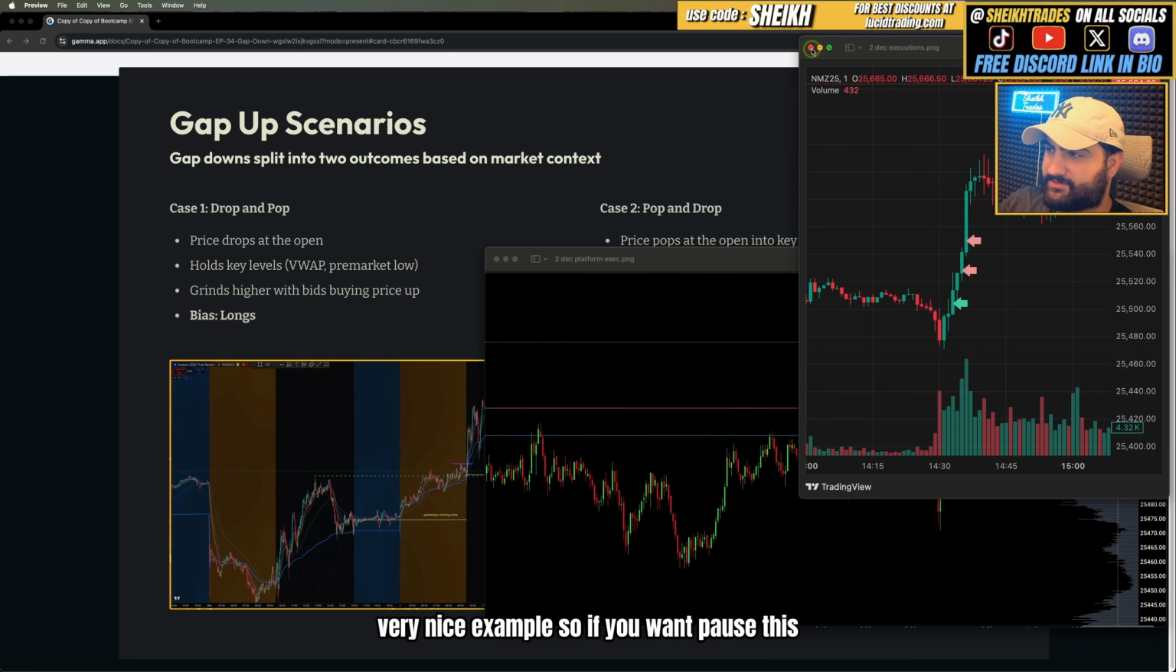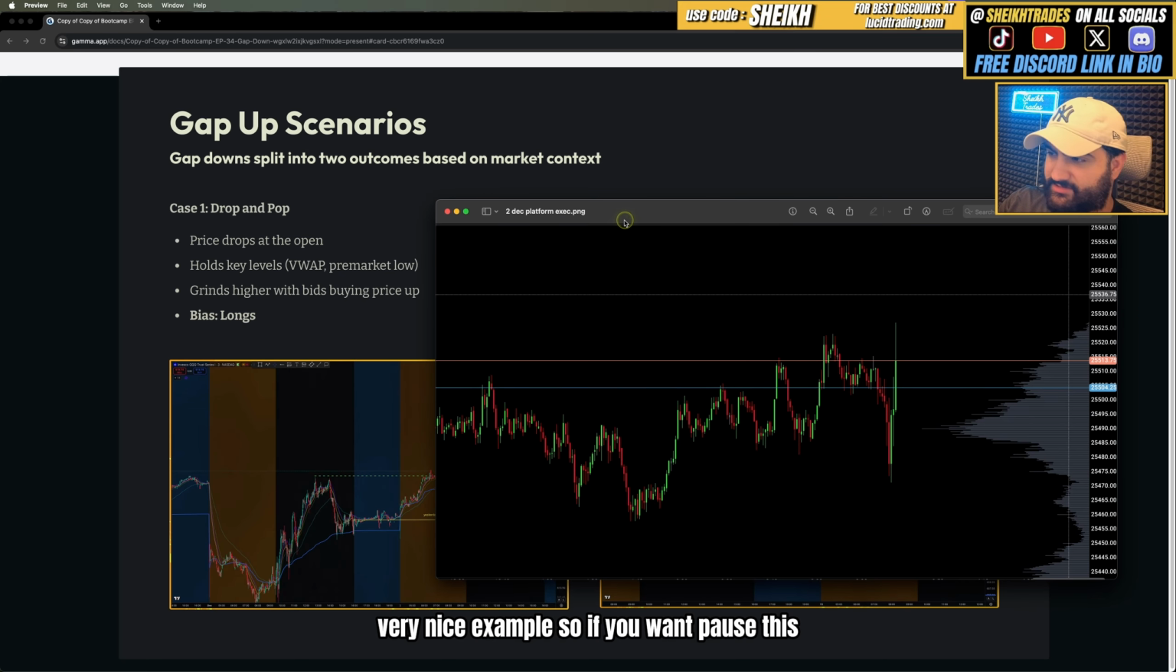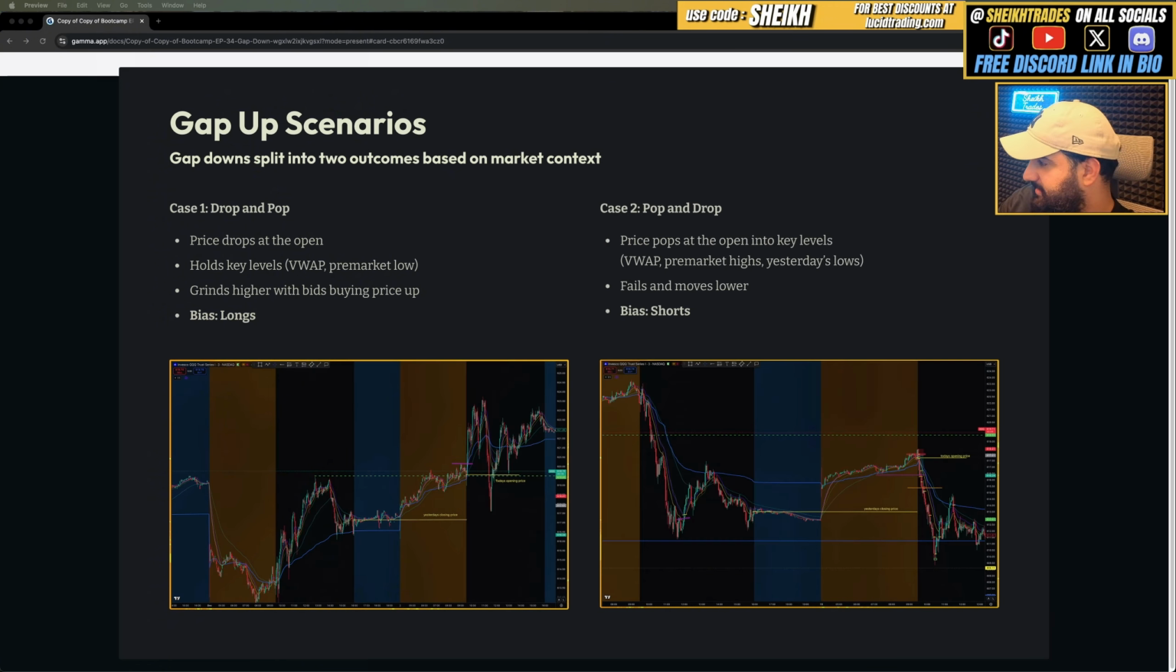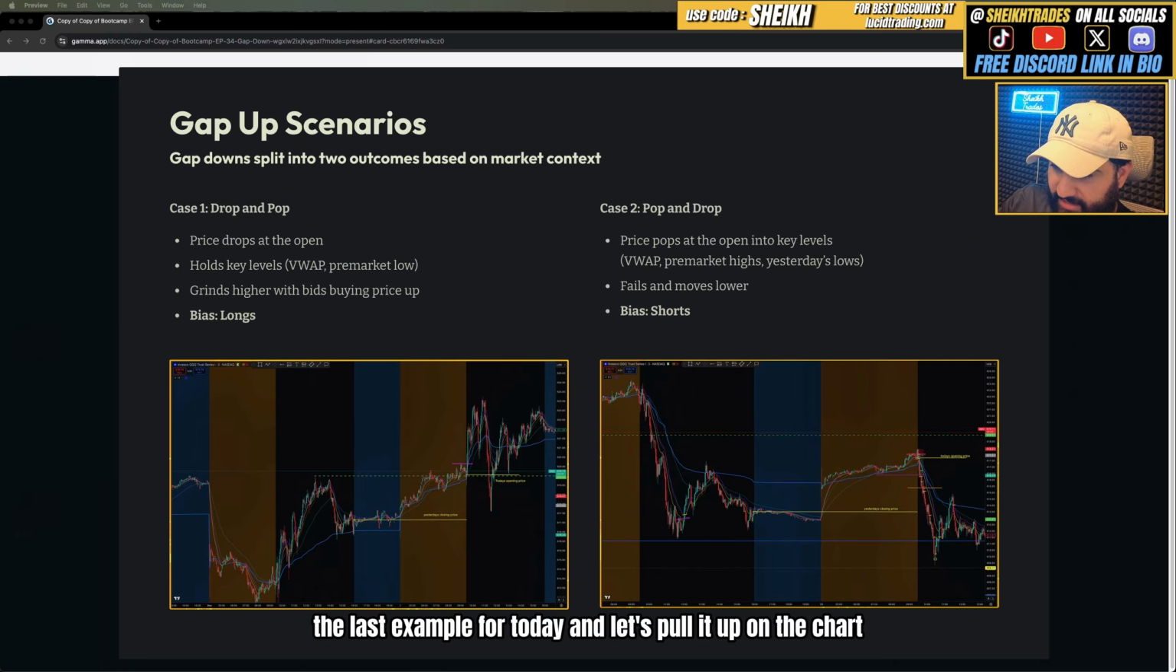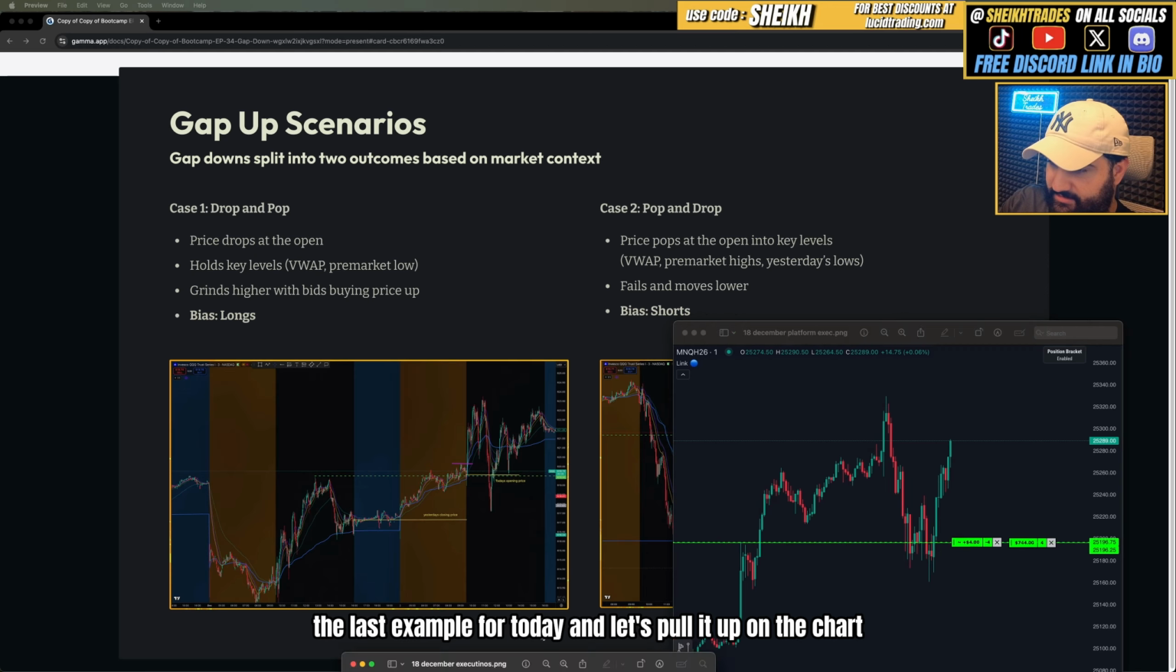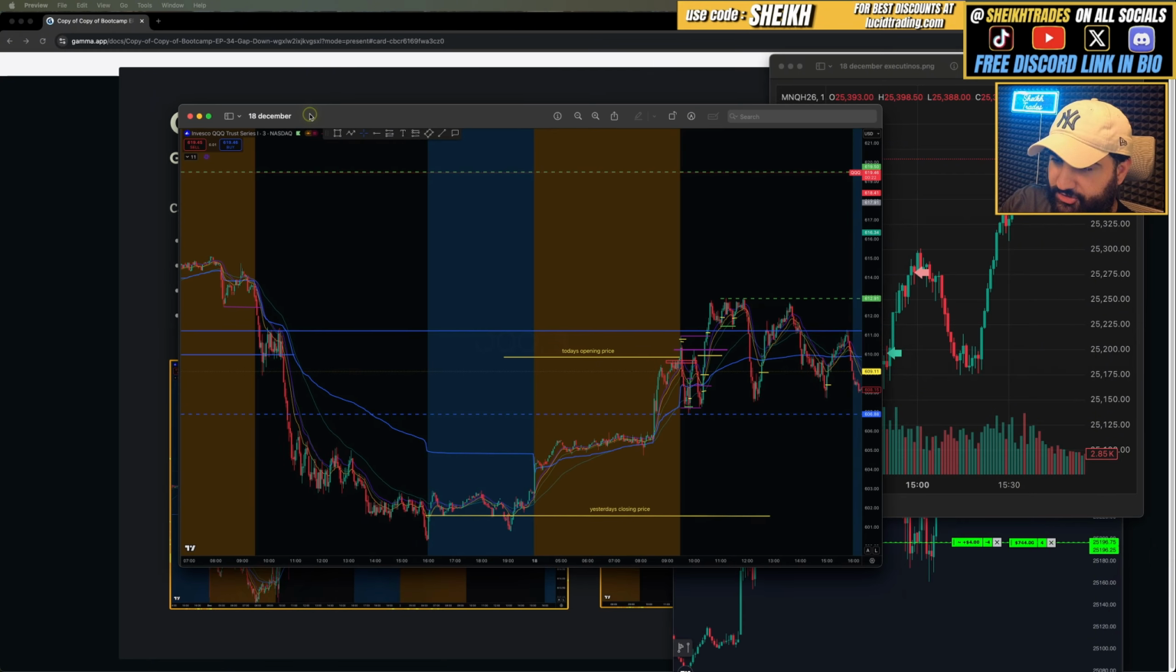Very nice example. So if you want, pause this, study it, because it's a very nice example. It's from 2 December on the MNQ. You could go and look back yourself as well. Then we're going to go into the 18th of December, the last example for today. And let's pull it up on the chart.